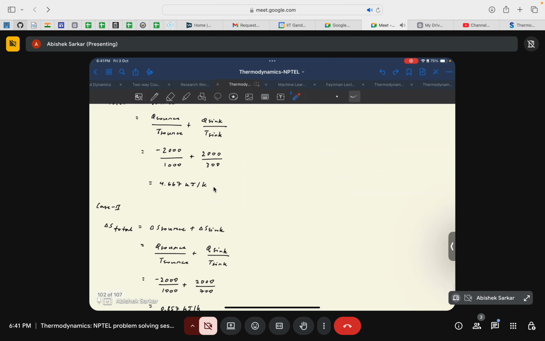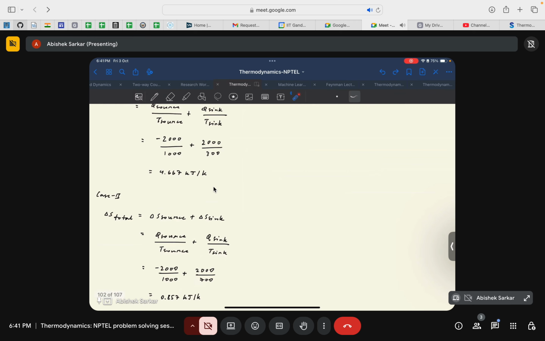Now let us look at the second case. Same, delta S total is delta S source plus delta S sink. Then it will be Q source by T source plus Q sink by T sink. But the only change here is that the heat transfer remains the same, while the temperature of the sink now changes from 300 to 700 Kelvin. Okay, and if you do the calculation, you will get that the net change of the entropy of the total, that is the source and the sink, would be 0.857 kilojoule per Kelvin.